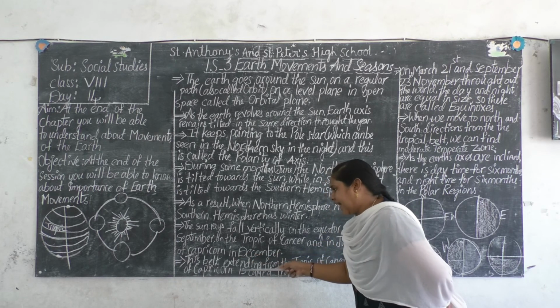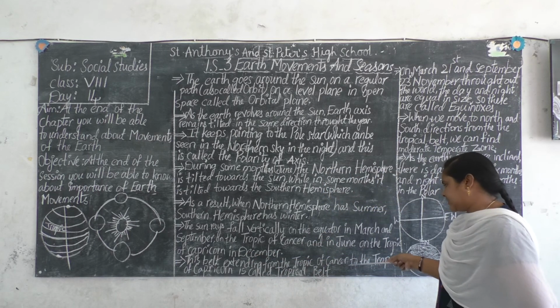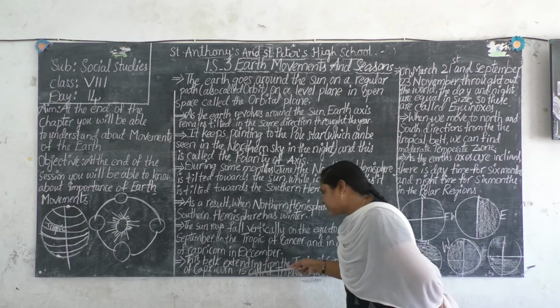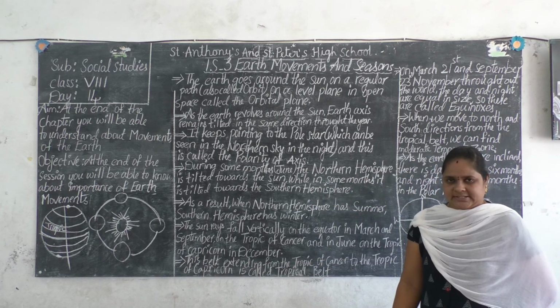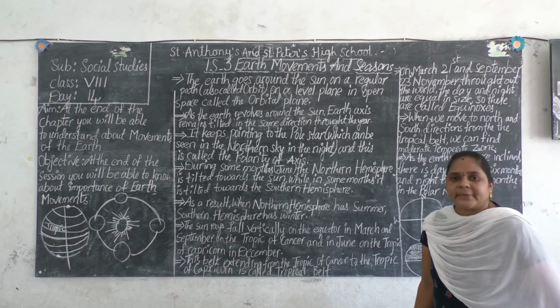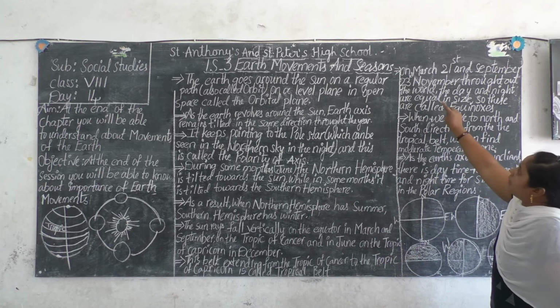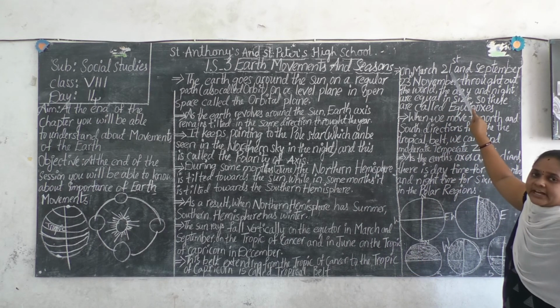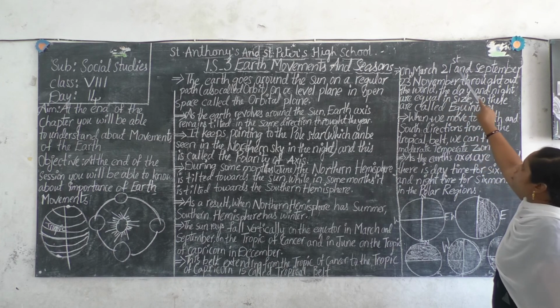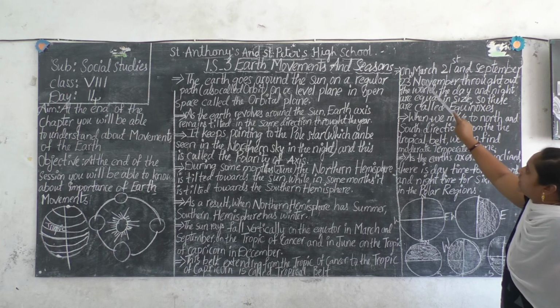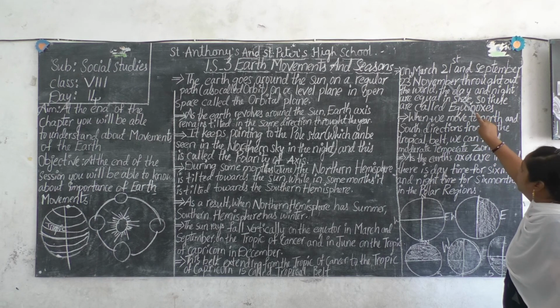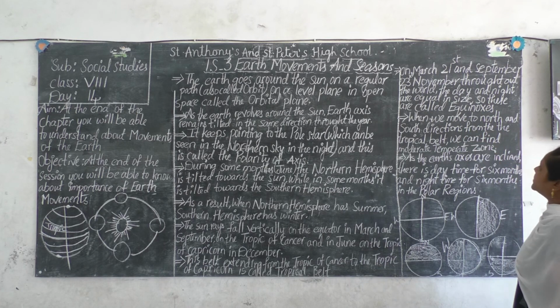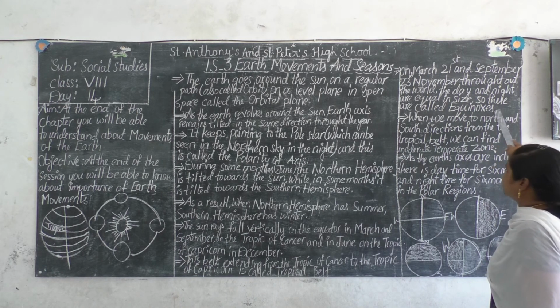This belt extending from the Tropic of Cancer to the Tropic of Capricorn is called the tropical belt. What do we call it? Tropical belt. On March 21st, very important thing, on March 21st and September 23rd, throughout the world the day and night are equal in size. So these are called equinoxes.